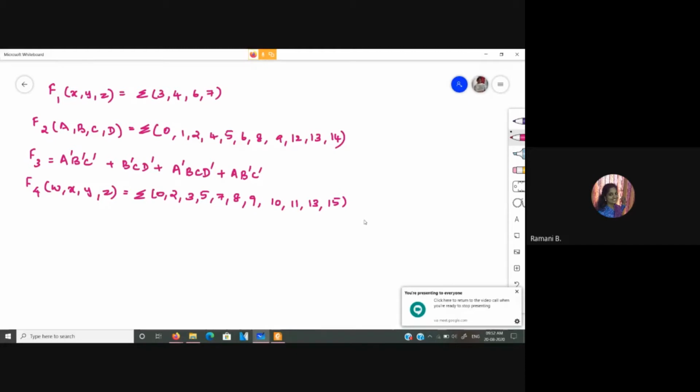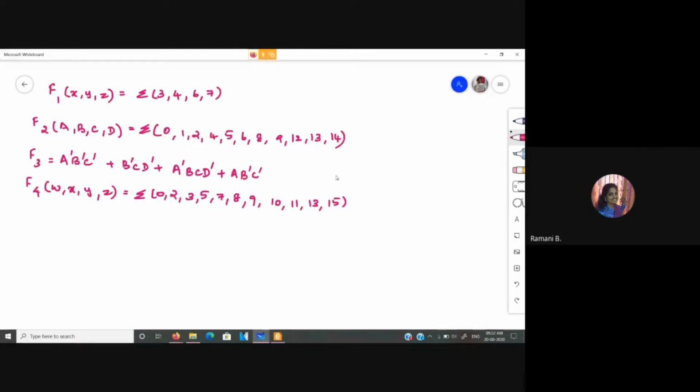So we shall continue with where we left off yesterday. Yesterday we were seeing the three variable K-map. For today, I have taken four examples, one with a three variable K-map and three with four variable functions. So we shall see that one by one.